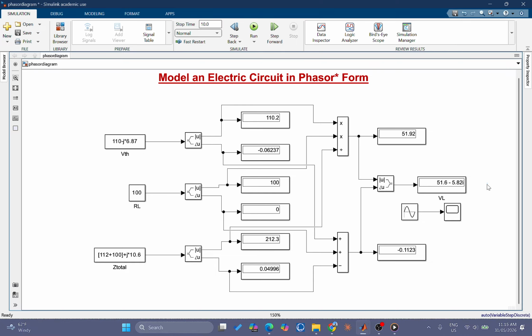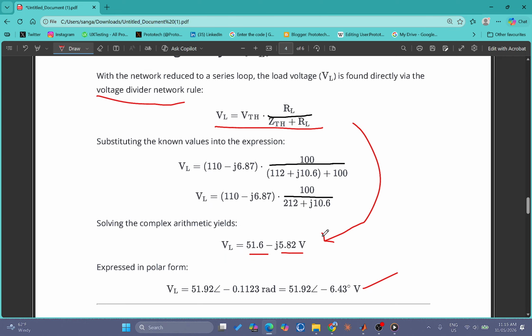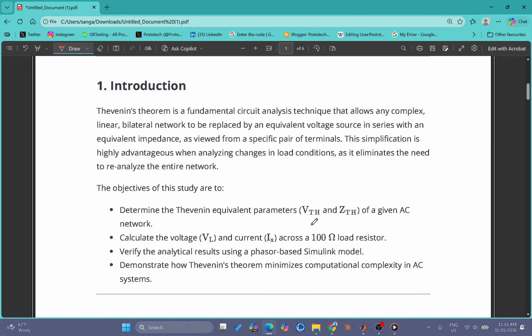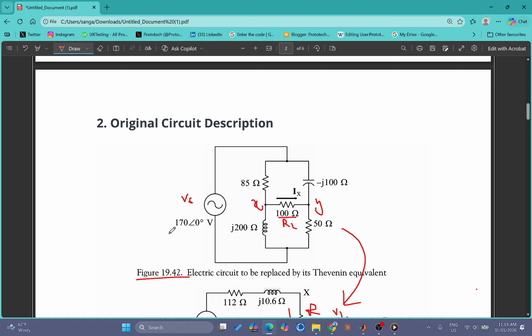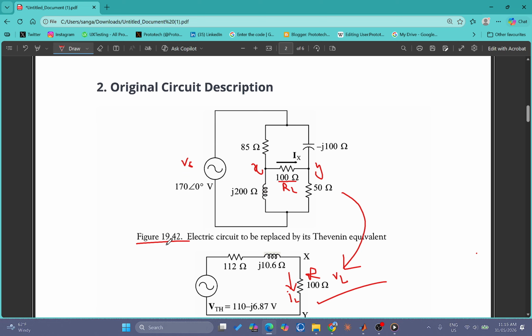In this video, today we have an electric circuit, and that circuit is a complex circuit, and we are going to analyze that AC electric circuit using Thevenin's theorem and validate the theoretical results using this MATLAB Simulink model. I already have the MATLAB Simulink model built, so firstly I'll show you the electric circuit. This is the electric circuit, figure 19.42.